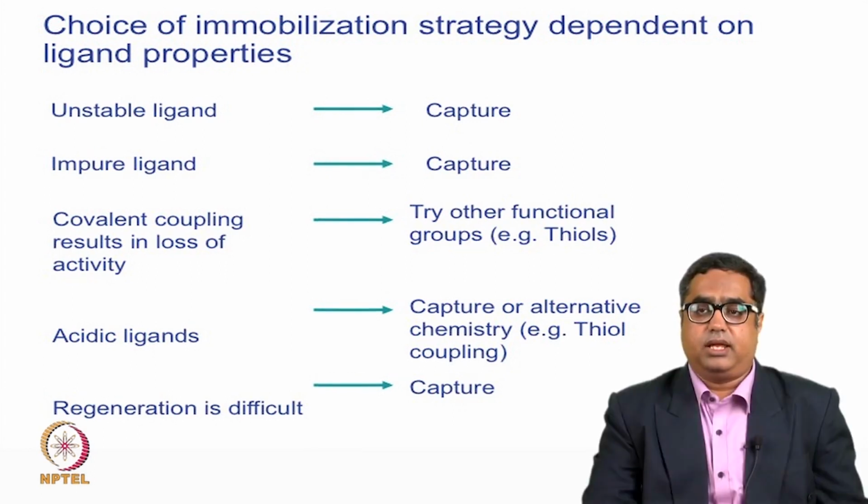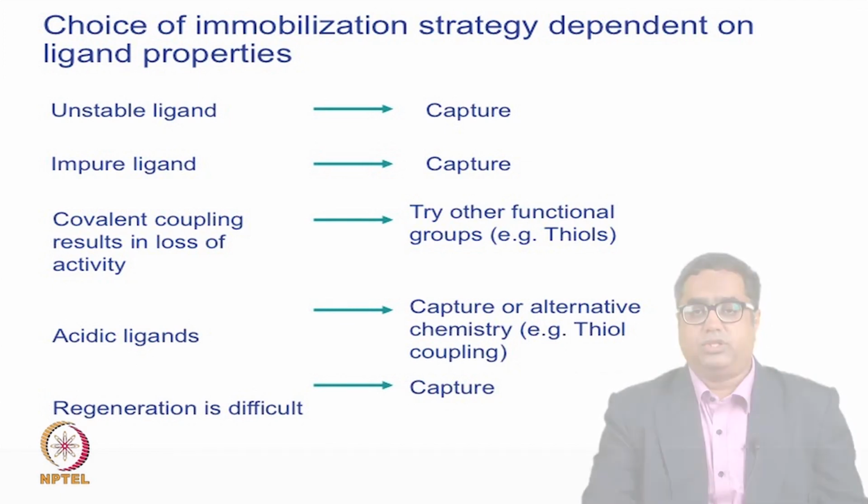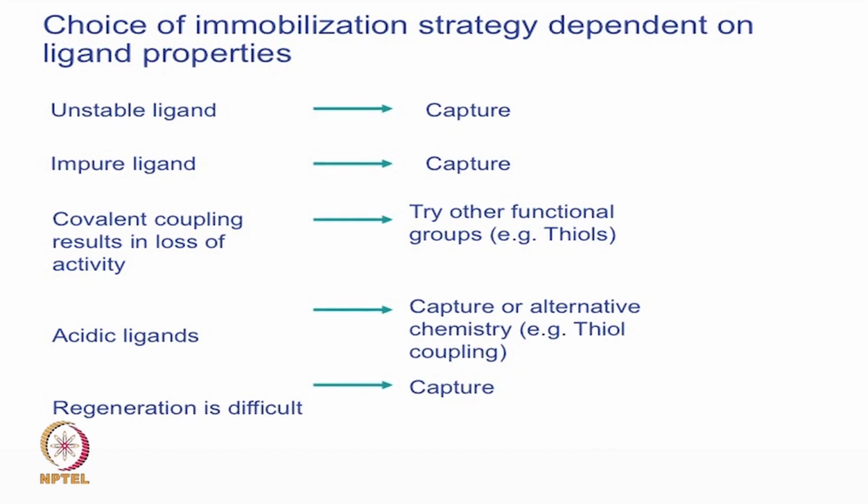Sometimes for some of the ligands, the pI is very close to the SDIC range, like 2 or 3, and those kinds of molecules we will still prefer to go for a capture process. Sometimes for some molecules the regeneration is very difficult, in that case also we go for a capture process. So this way we distinguish between what molecules can be captured and what molecules can be covalently coupled.